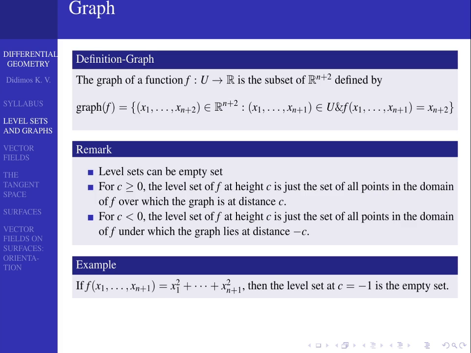So that collects the points (x1, x2, etc., x_(n+2)) such that f of (x1, x2, etc., x_(n+1)) should be this x_(n+2).